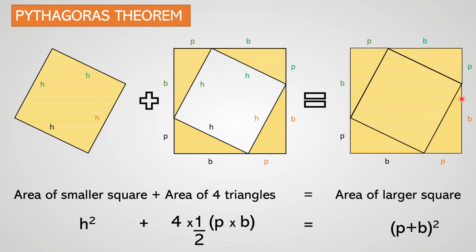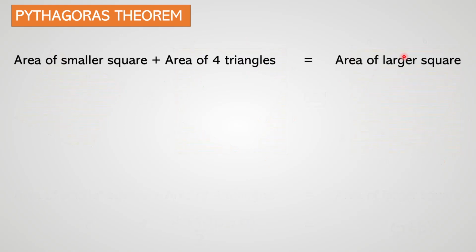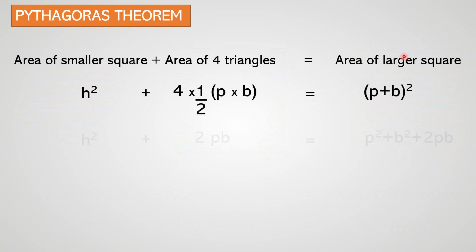Now the area of this bigger square becomes this side into this side, so the side of this square is p plus b. So the area becomes p plus b whole square. Remember this. So now we'll see this again.